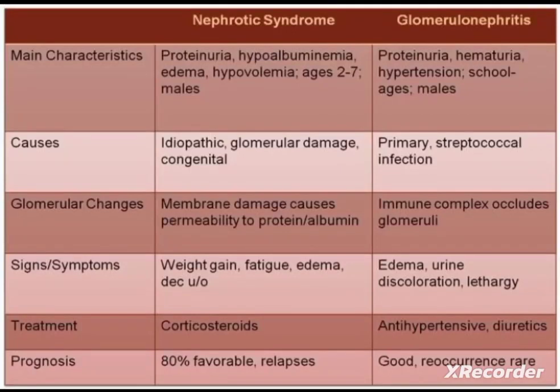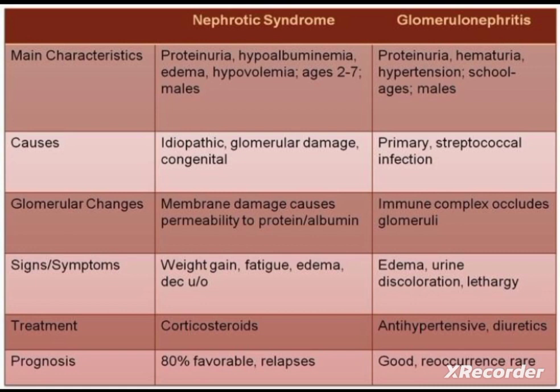Difference between nephrotic syndrome and glomerulonephritis. The main characteristics of nephrotic syndrome are proteinuria, hypoalbuminemia, edema, hypovolemia, and it occurs in the age group 2 to 7, especially in males. So nephrotic syndrome occurs in children, and the usual age group is 2 to 7.